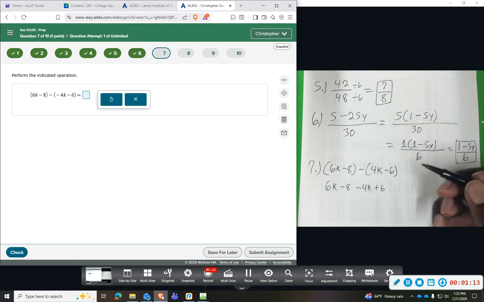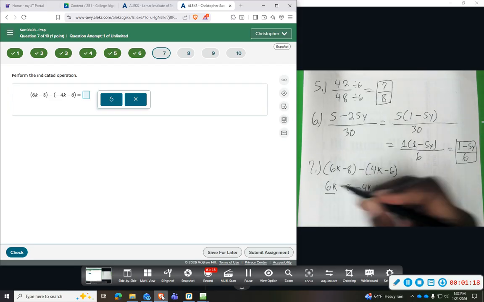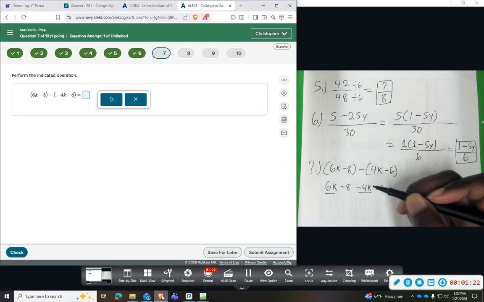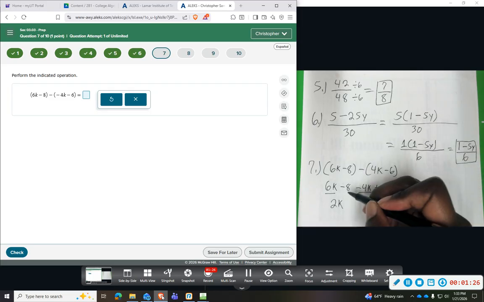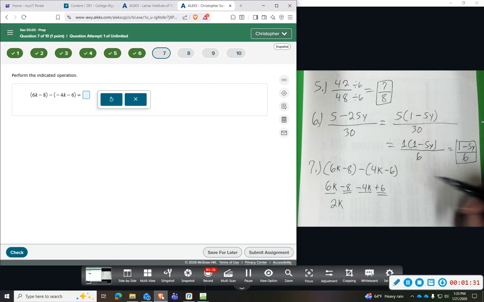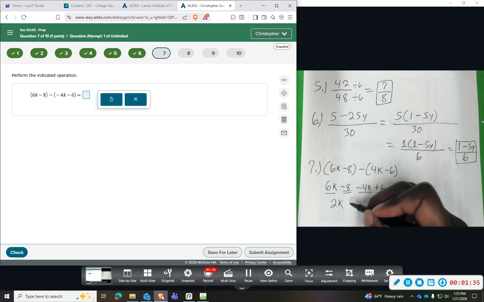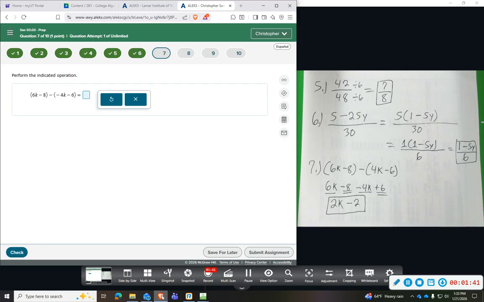At this point, we're going to combine like terms. So the 6k and the 4k are alike. They both have a number and a letter k, same letter. So we're going to do 6 minus 4. That's going to leave us with a positive 2k. And then the 8 and 6 are both whole numbers. We will combine those. So you have a negative 8, positive 6. When you combine those, you'll get a negative 2. So our final answer will be 2k minus 2.